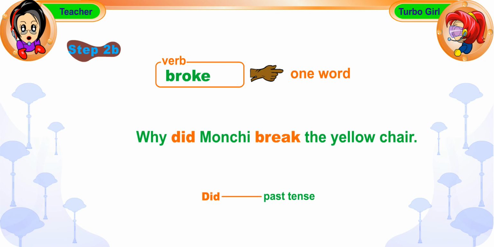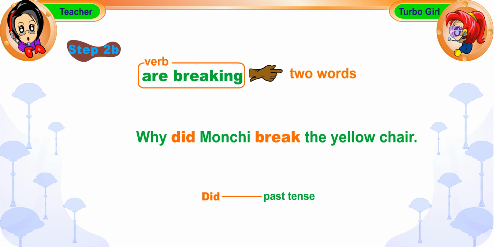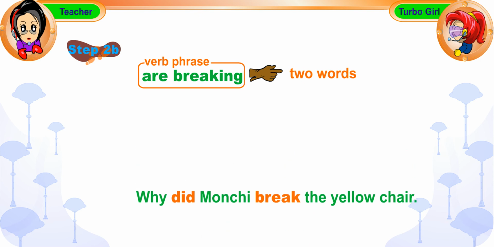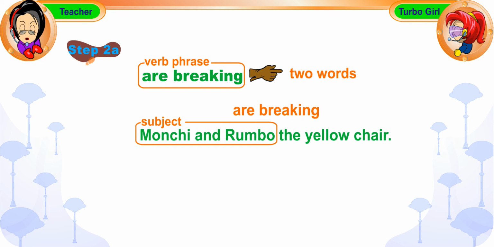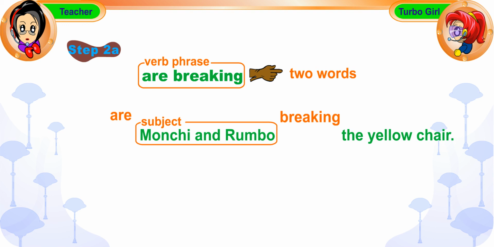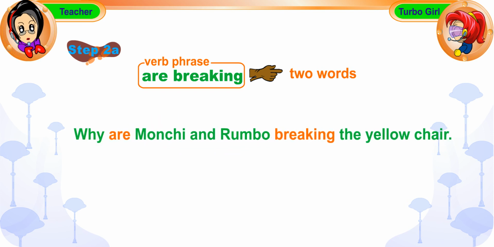If the action is described using more than one word for the verb, such as are breaking in the sentence, Monchi and Rambo are breaking the yellow chair, we must use step 2a and not step 2b. Step 2a. Move the first word of the verb phrase before the subject. In this sentence, the verb phrase is are breaking. So we move the first word in the verb phrase are before the subject noun Monchi and Rambo. The sentence becomes, why are Monchi and Rambo breaking the yellow chair?